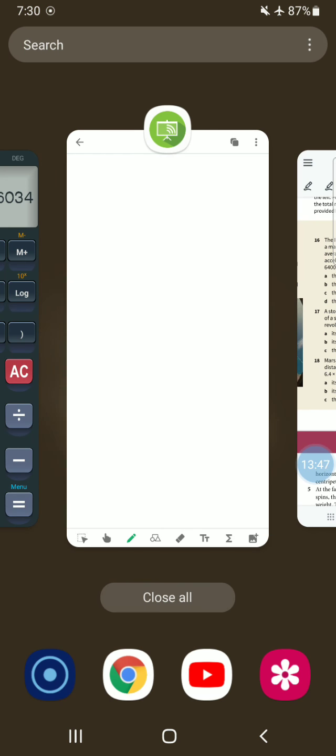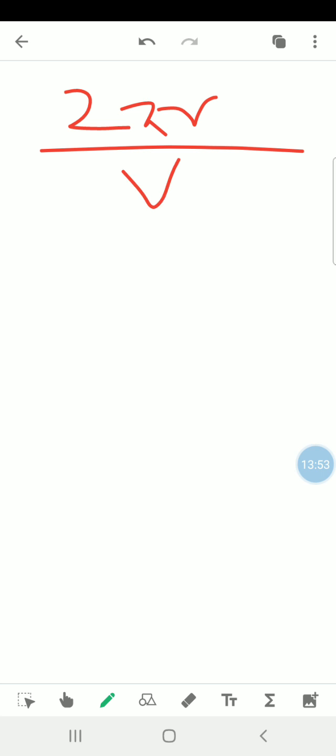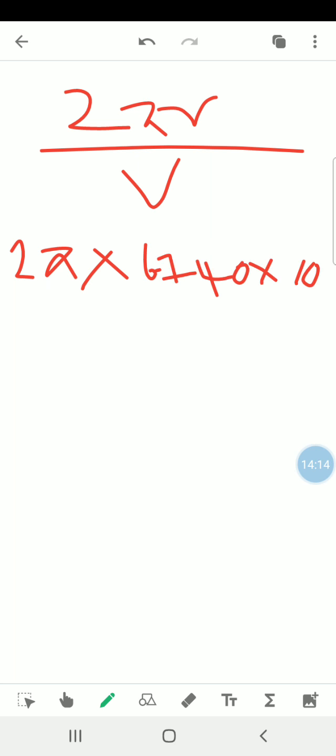So let me write that. The distance it travels is 2 pi r. It has to be divided by the speed. Then 2 pi into r is now once again 6,400 plus 340 into 10 to the power 3. That is 6,740 multiplied by 10 to the power 3.